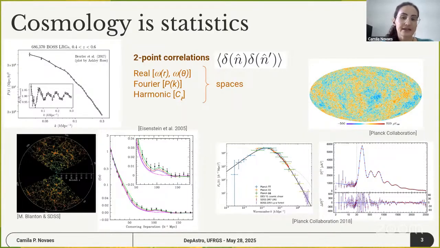We usually do this using 2-point statistics. You can use, for example, 2-point functions in real space, where I show this example here in this plot. And we can also use the 2-point function, but translated to the harmonic space, where we see here the angular power spectrum, which is very commonly used for CMB data analysis. And here, these two plots show the 2-point statistics, but in the Fourier space.